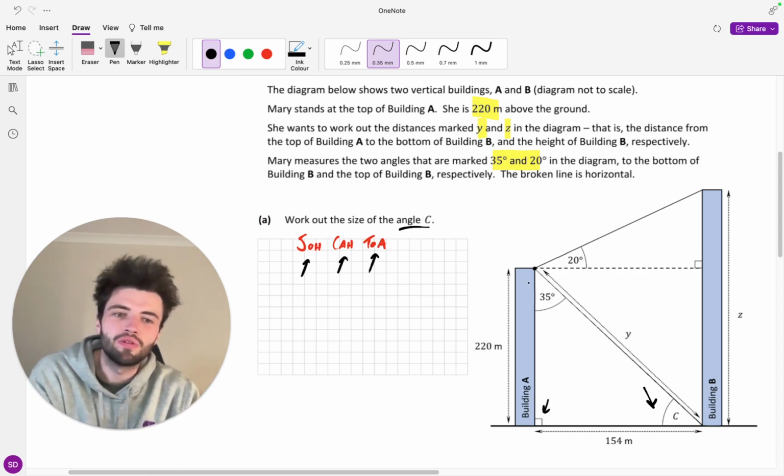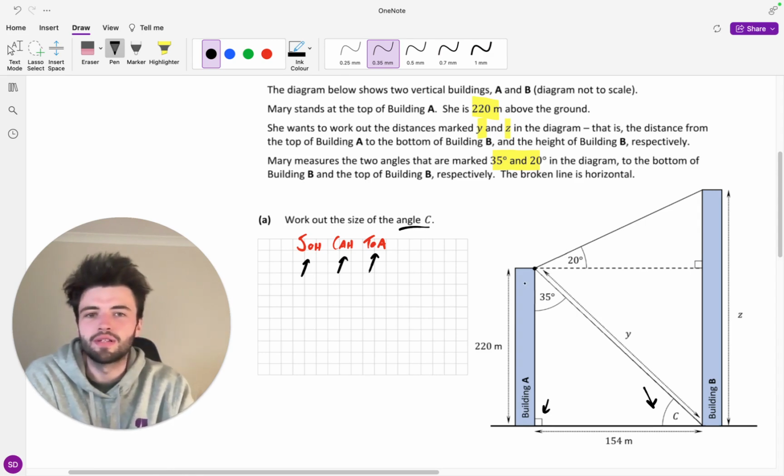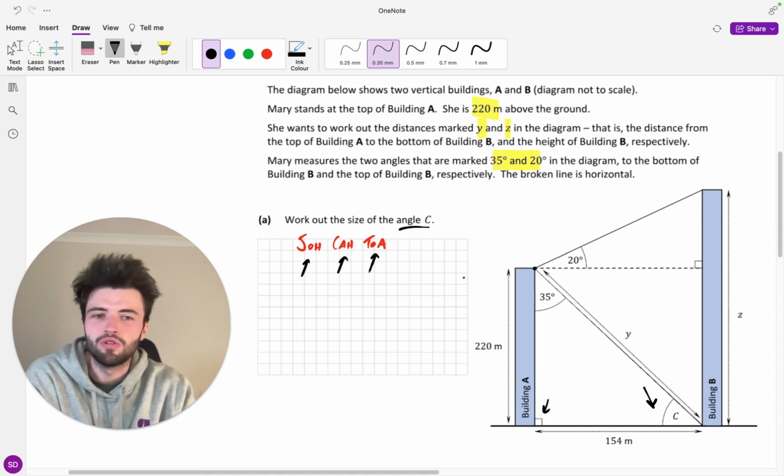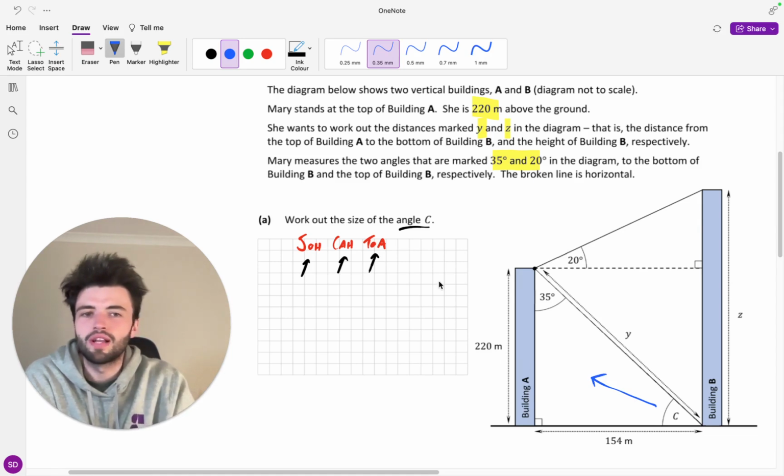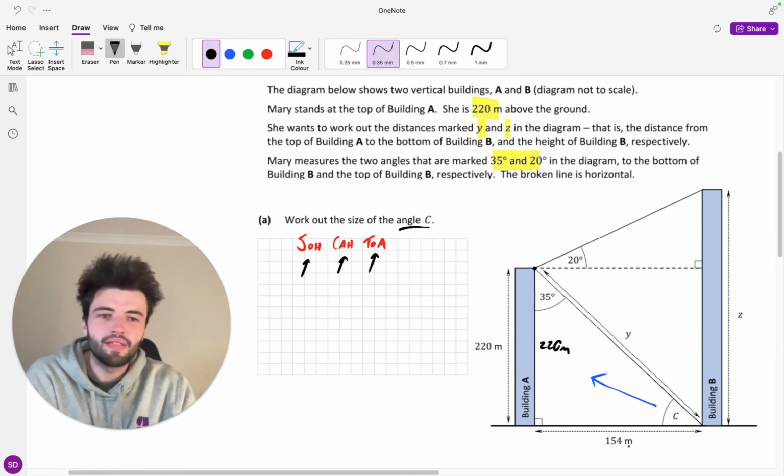And so all we need to do to find the angle C is first of all set up an equation where we have our two known side lengths. If we look across from C and find what side is opposite it, we see that we've got a known length of 220 meters. This is the same length as the triangle in here, because we can just take that length and bring it inside. And then for our side along the bottom, we've got 154 meters.